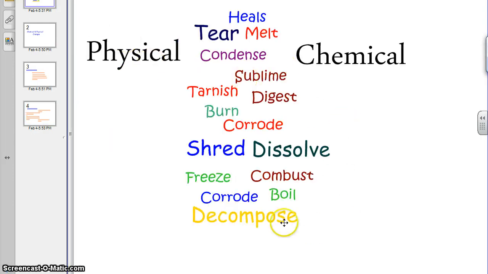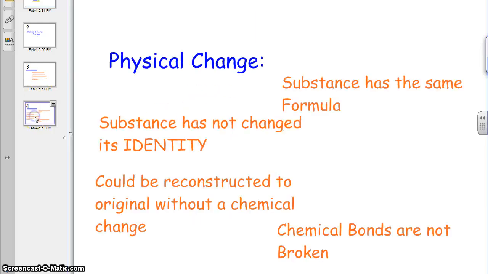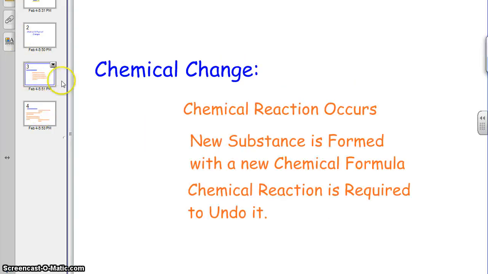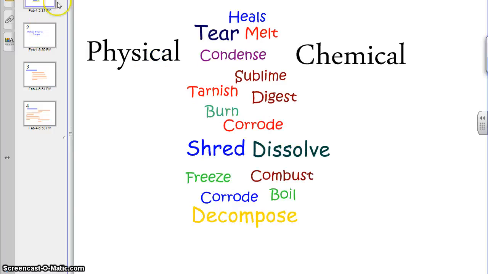And so let's look at some keywords that we can look for to suggest whether something is a chemical change or a physical change. Keeping in mind our keys: if it doesn't change its identity or its formula, then it's physical. If you could reconstruct it without a chemical change, if no chemical bonds are broken, those are all physical. And in chemical changes, if you have a chemical reaction, a new substance being formed, or it requires a chemical reaction to undo the change, then you have a chemical change.